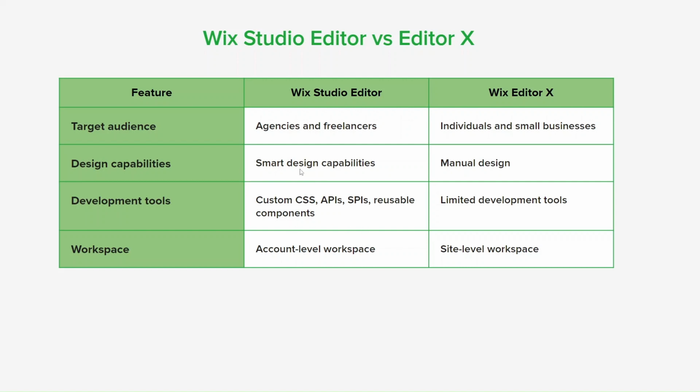When it comes to design capabilities, Wix Studio Editor is a lot more advanced. They have smart design capabilities, and they use a lot of AI in their work, whereas Editor X is a bit more manual, but you still have a lot of control over functionality and design as well. Editor X has limited development tools, whereas Studio Editor has the ability to use custom CSS, APIs, SPIs, and reusable components. And in terms of workspaces, you have a site-level workspace for Editor X, and Wix Studio is more of an account-level workspace.